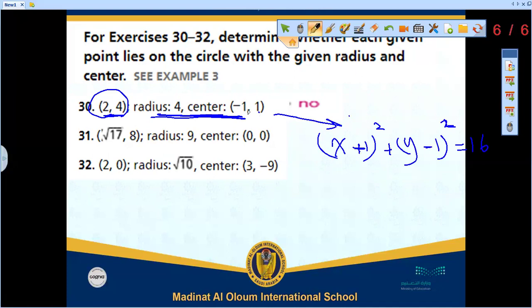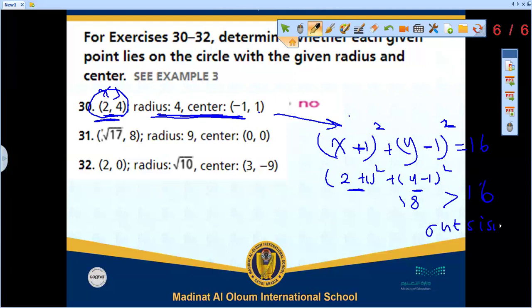Again, x minus -1 makes it plus 1, and y minus 1 squared equal to 16. Now I substitute with x and y. My x is 2, 2 plus 1 squared. My y is 4, 4 minus 1 squared. This one is 9, this one is 9. 18 greater than or equal to 16? Greater than 16. It means it's outside circle. It means it's not on circle.